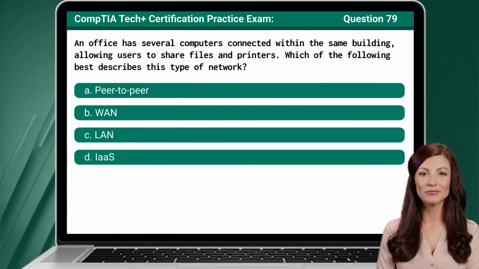Question 79. An office has several computers connected within the same building, allowing users to share files and printers. Which of the following best describes this type of network?